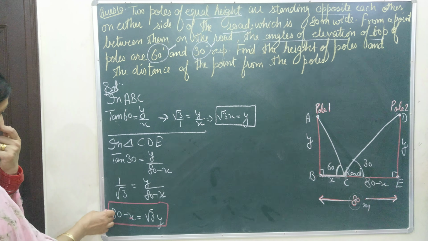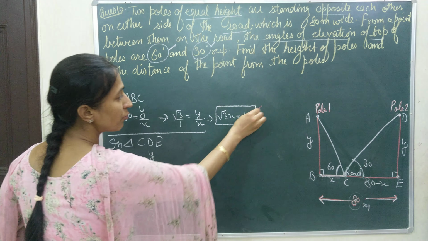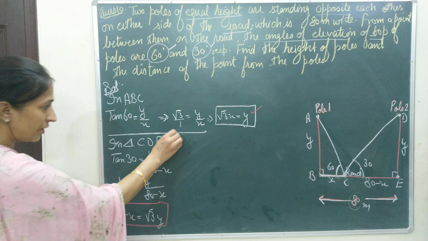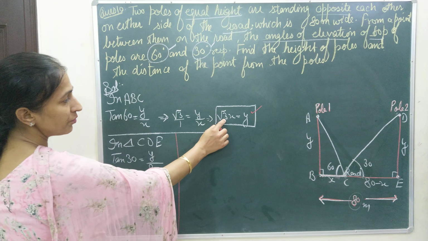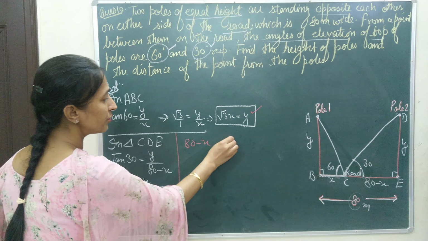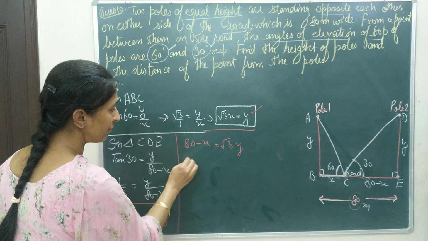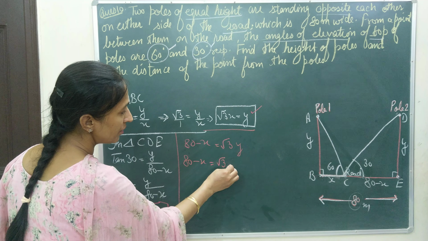As we have two variables, and you know that from the first part I have got the value of y, so I can replace this y value here. Let us replace. I am going to replace y as root 3x in 80 minus x is equal to root 3y. Let us replace the value now.